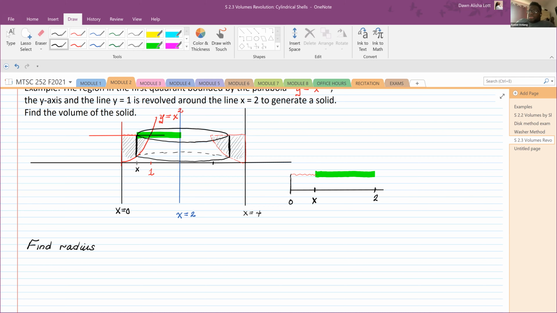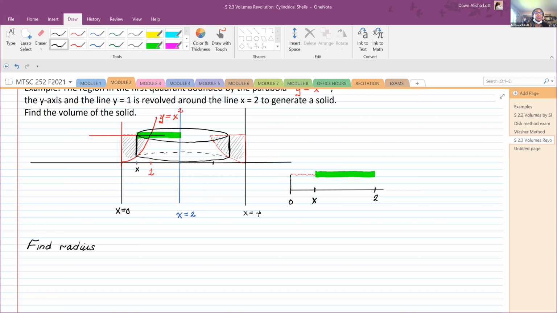Dr. Lott, are we subtracting the distance from 0 to 2 and the distance from 0 to x, the general x? Yes. So what would that be? Would it be 2 minus x? Yeah, I was about to say, would it be 2 minus x? It is 2 minus x. Okay.